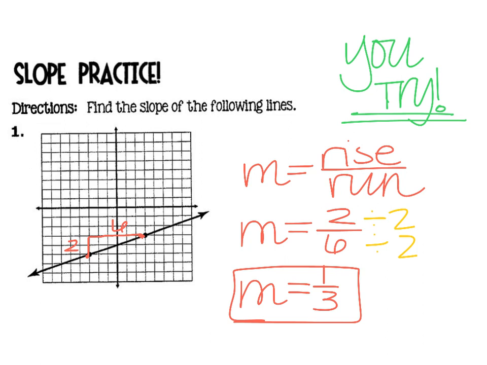All right, so you should have gotten a slope of 1/3. How we did that, what we wanted to do was identify our 2 points, and we want to look for the rise over the run. So our rise is we went up 2, so positive 2. Our run is 6 because we went to the right 6. So rise over run, 2 over 6. Now we need to simplify this fraction, so divide top and bottom by 2, and we get a slope of 1/3.